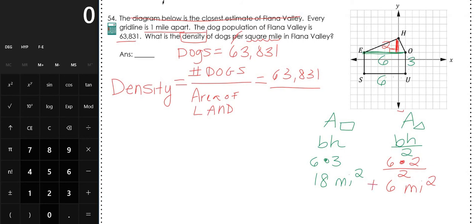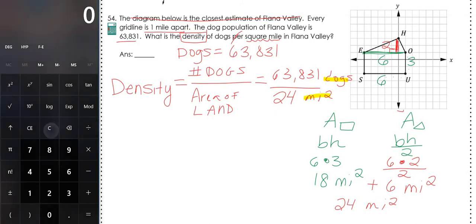Let's add those two together, 18 plus 6, and we're going to get 24 miles squared as the entire area of Flana Valley. So let's put 24 miles squared as the denominator in our population density formula. And the top is the number of dogs. So you'll see as we divide, we're going to get dogs per mile squared.